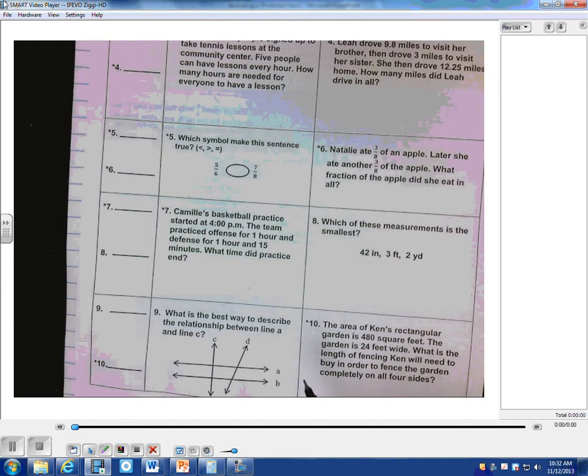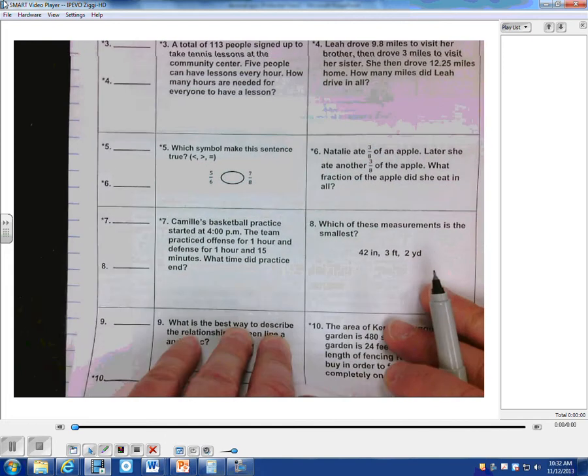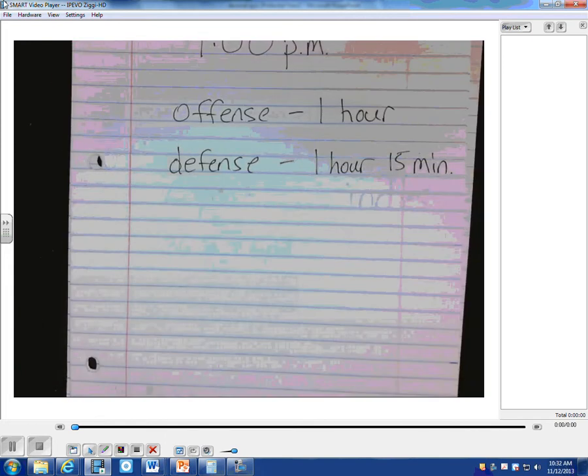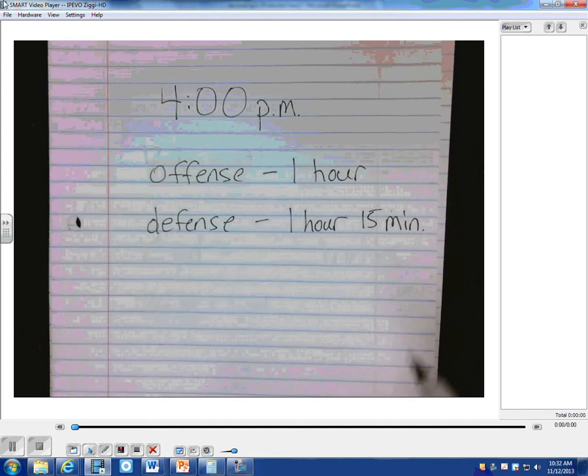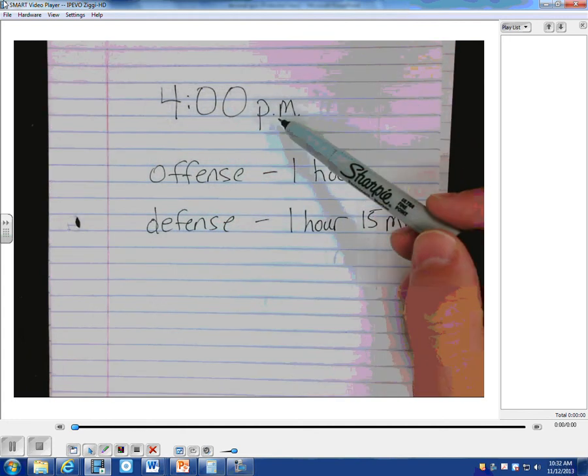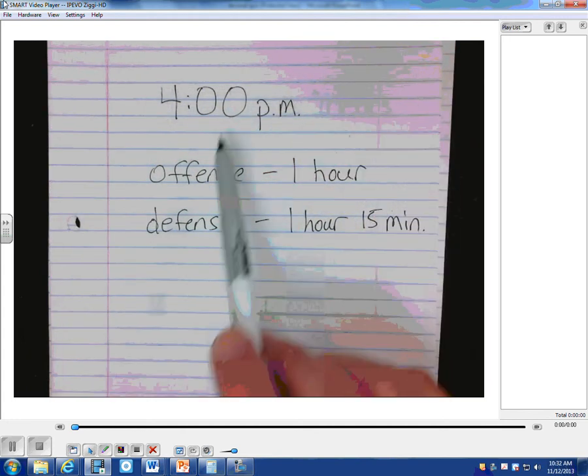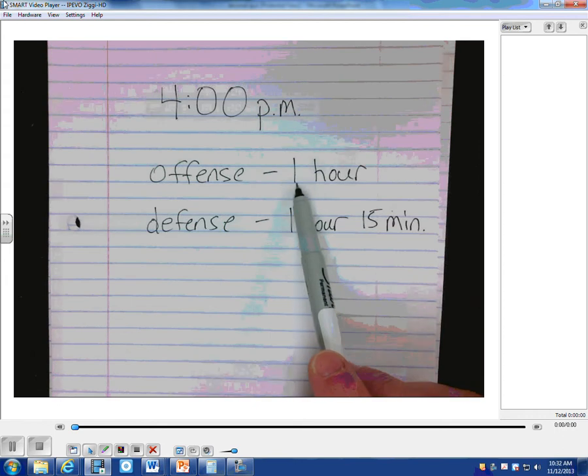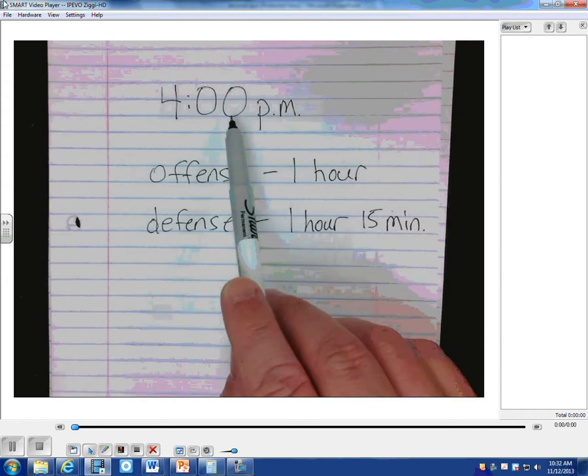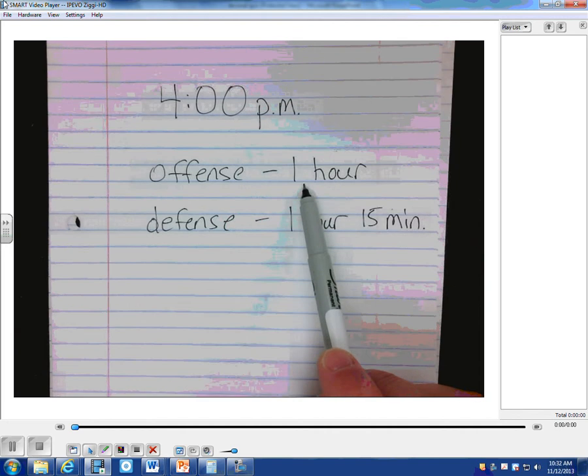Camille's basketball practice started at 4 p.m. The team practiced offense for 1 hour and defense for 1 hour and 15 minutes. What time did practice end? Okay, so this is a pretty straightforward time problem. They started at 4 p.m. So they practiced offense for 1 hour. So what time would it be from 4 o'clock, 1 hour later? What time would that be?